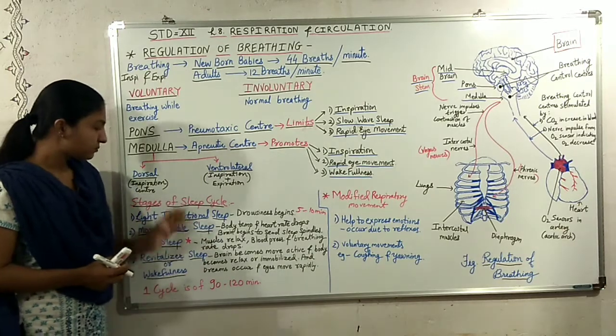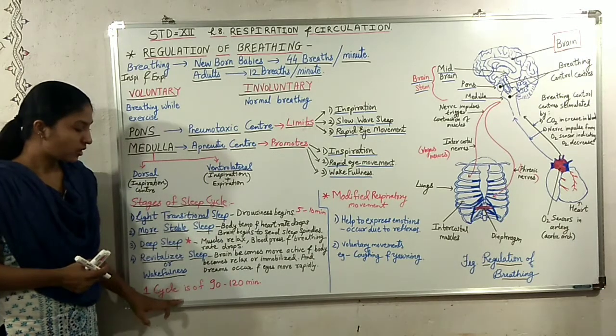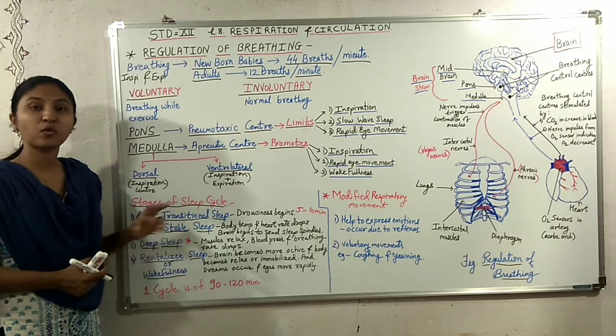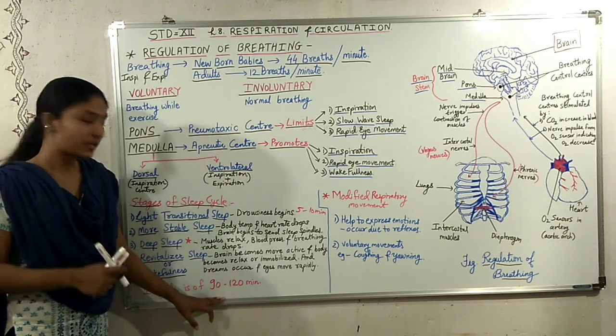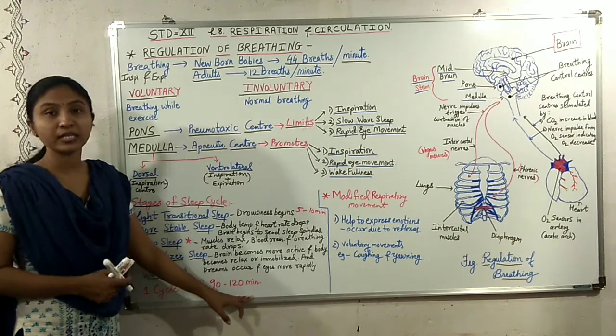Now this cycle of sleep has all these four stages continuously occurring. That is the cycle of sleep, and it is about 90 to 120 minutes.